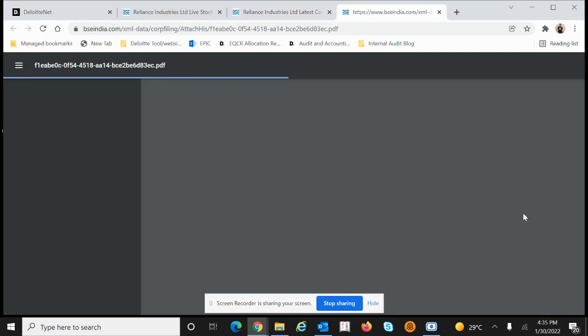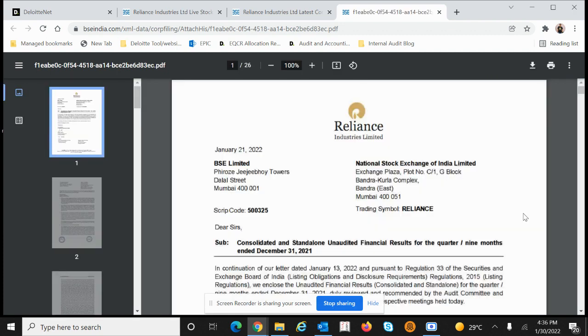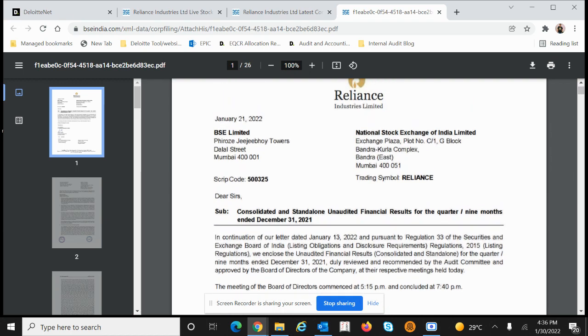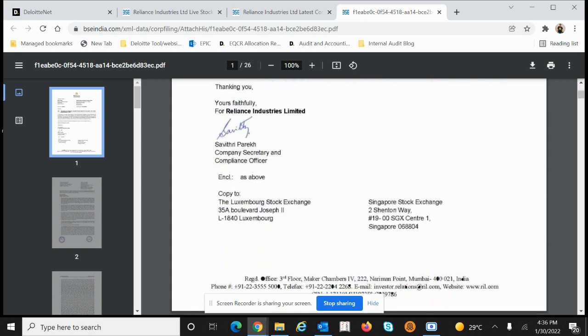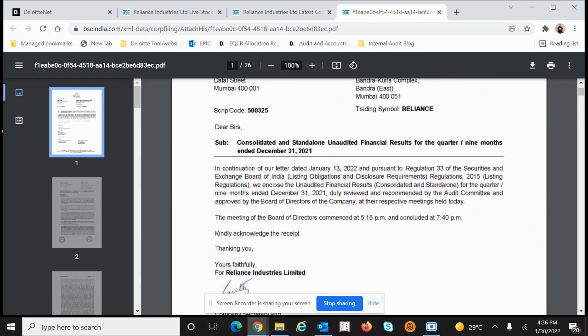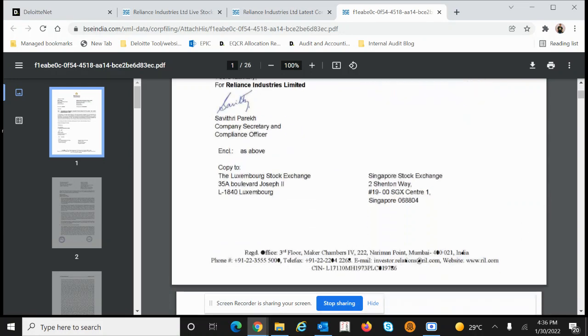I will just open the PDF. So it will show me the result of Reliance Industries Limited for the quarter and the 9 months ended December 2021. That is the recent quarter completed. So you can see that they have intimated to the stock exchange BSE about the result. So I will go deep into the result, the subject consolidated and standalone unaudited financial result.